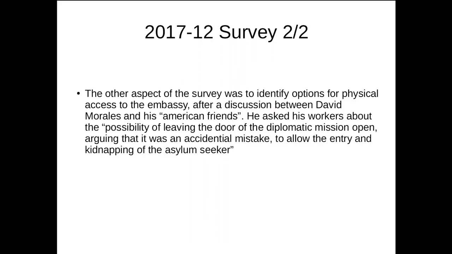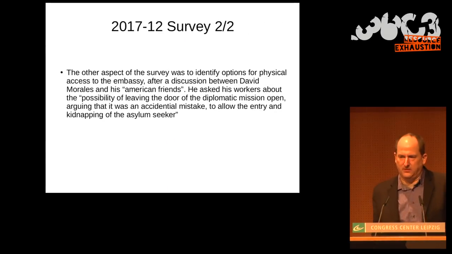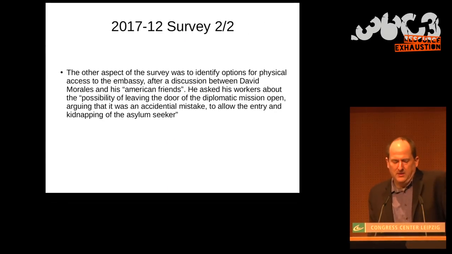The other aspect that Morales discussed with the staff working in the embassy, once when he came back from his travels, was that he asked them if they could think about a way where they would accidentally leave one of the doors open so that the Americans could come in and kidnap him. He also discussed if they could put some poison into the food, or what options there would be to poison Julian.